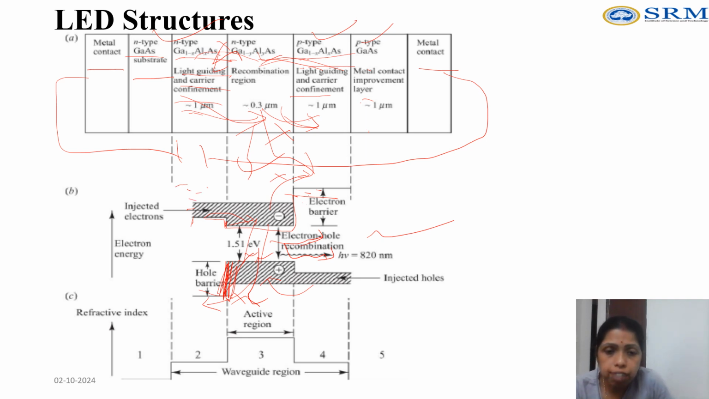Okay, in this way, the refractive index profile is designed in such a way that you can see the low refractive index here, and the high refractive index in the recombination region. And again the lower refractive index for the other two regions, the gallium arsenide regions. If you maintain the refractive index in such a way, then optical confinement is also possible. So this is about the working principle of the LED structure.